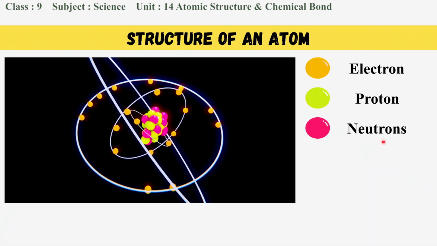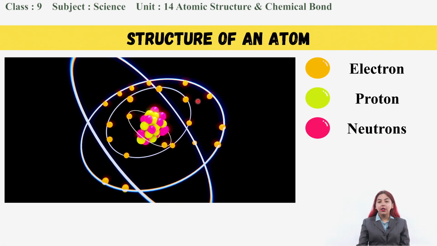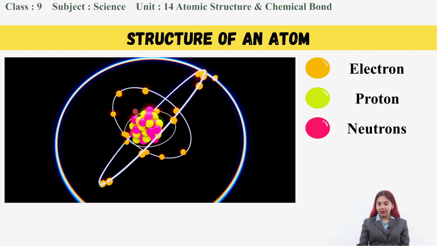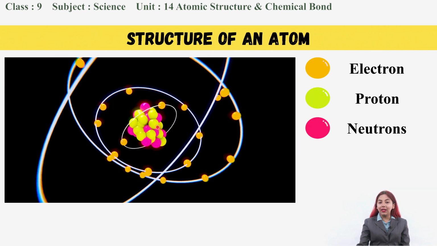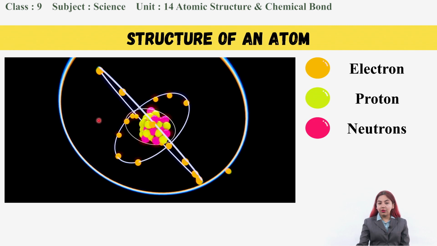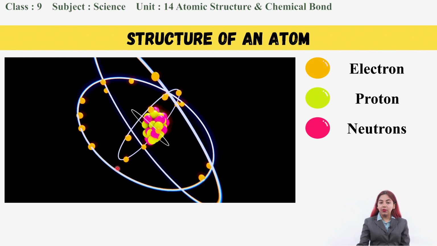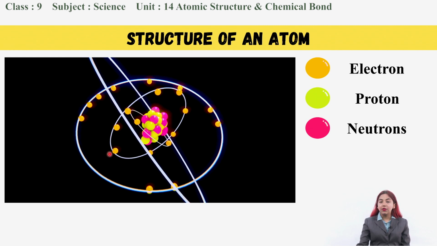Now let us start with the structure of an atom. An atom consists of a nucleus in the center, which consists of protons and neutrons, represented by pink and green color here. And electrons revolve around the nucleus in an orbit. So this is the basic structure of an atom.